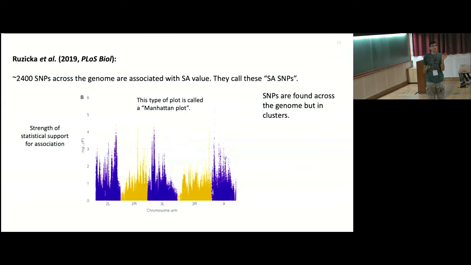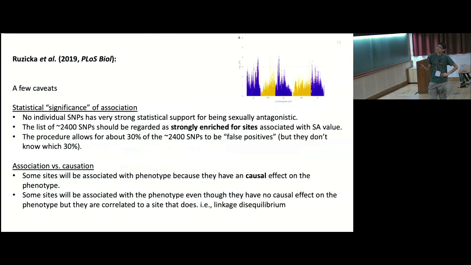But certainly, you shouldn't believe in any one of those SNPs as having a very high chance of truly affecting the trait. Right, so as I said, there are no individual SNPs that have strong statistical support. They are hoping that the set of SNPs that fall above this line will be strongly enriched for having an effect.